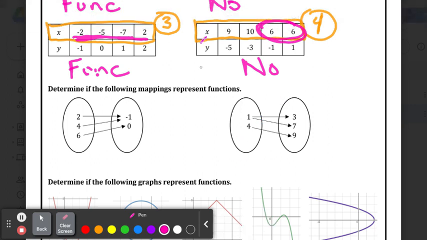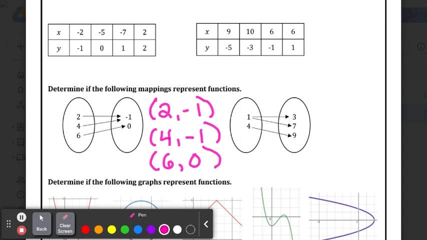Now here, determine if the following mappings represent a function. I'm going to pause this for a sec and just write these mappings down in coordinate point form. So in this first mapping, your first column, or oval, is x. Your second oval is y. The arrows connect points. So my first point is (2, -1), then (4, -1), and then (6, 0). All of these x values are unique, so this one is in fact a function.